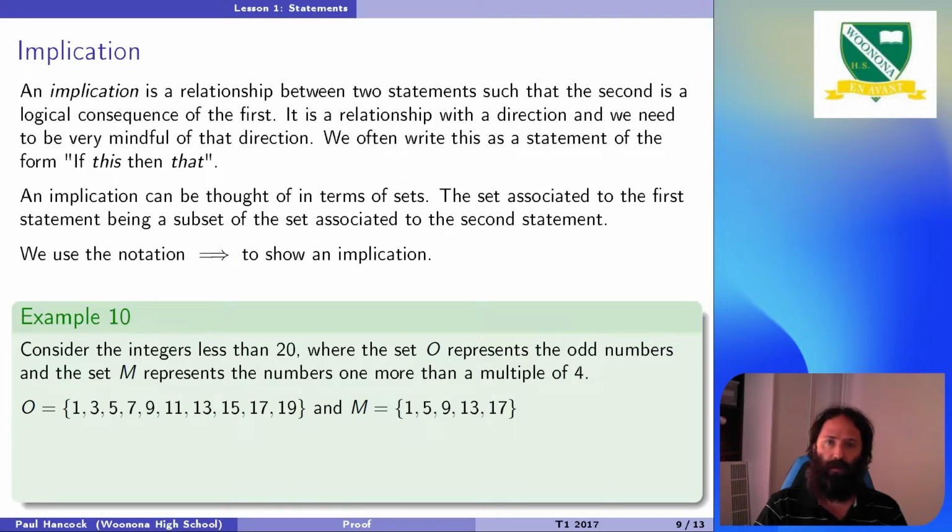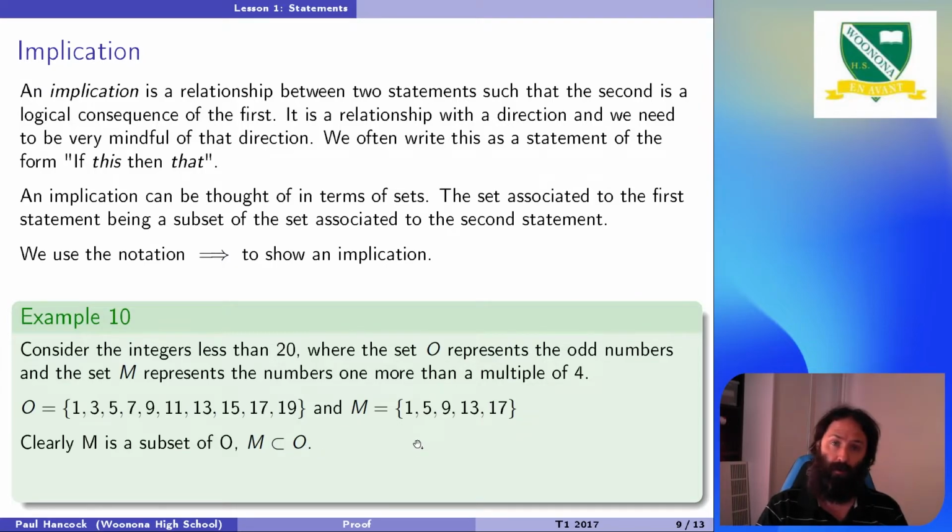So the odd numbers, easy enough to write down as a set, there they are, and the set M, the numbers one more than a multiple of 4. Well, remember 0 is a multiple of 4, so add 1 to it, you get 1. The next multiple is 4, add 1 to it, you get 5, then 8, add 1 to it, you get 9, and so on. So we've got our set O, we've got our set M. Then clearly, looking at those two sets, I can say that M is a subset of O. And remember my symbolism for subset. M is a subset of O.